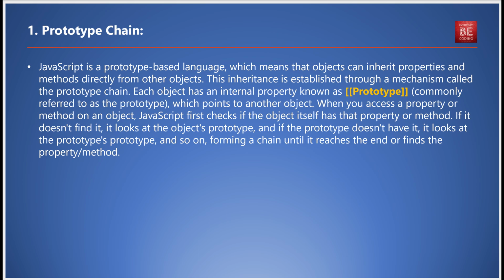Each object has an internal property known as prototype, which points to another object. When you access a property or method on an object, JavaScript first checks if the object itself has that property or method. If it doesn't, it looks at the object's prototype and continues this chain until it finds the property or method or reaches the end.